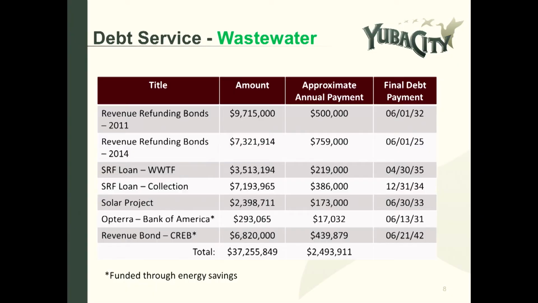Here's a similar slide for wastewater. And again, this one includes a smaller project through Optera, and that was basically for some lighting upgrades at the wastewater treatment plant, and then a clean renewable energy bond for the installation of a large solar facility at the wastewater treatment plant. Both of those projects will also be funded through energy savings.